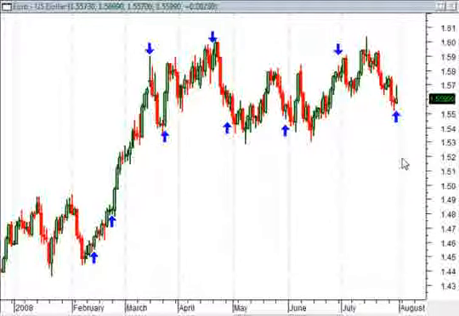As forex traders, we want that information because we can use it, not only to enter new trades, but potentially to exit trades that may have run their course, such as this one as a bounce down off of resistance here.